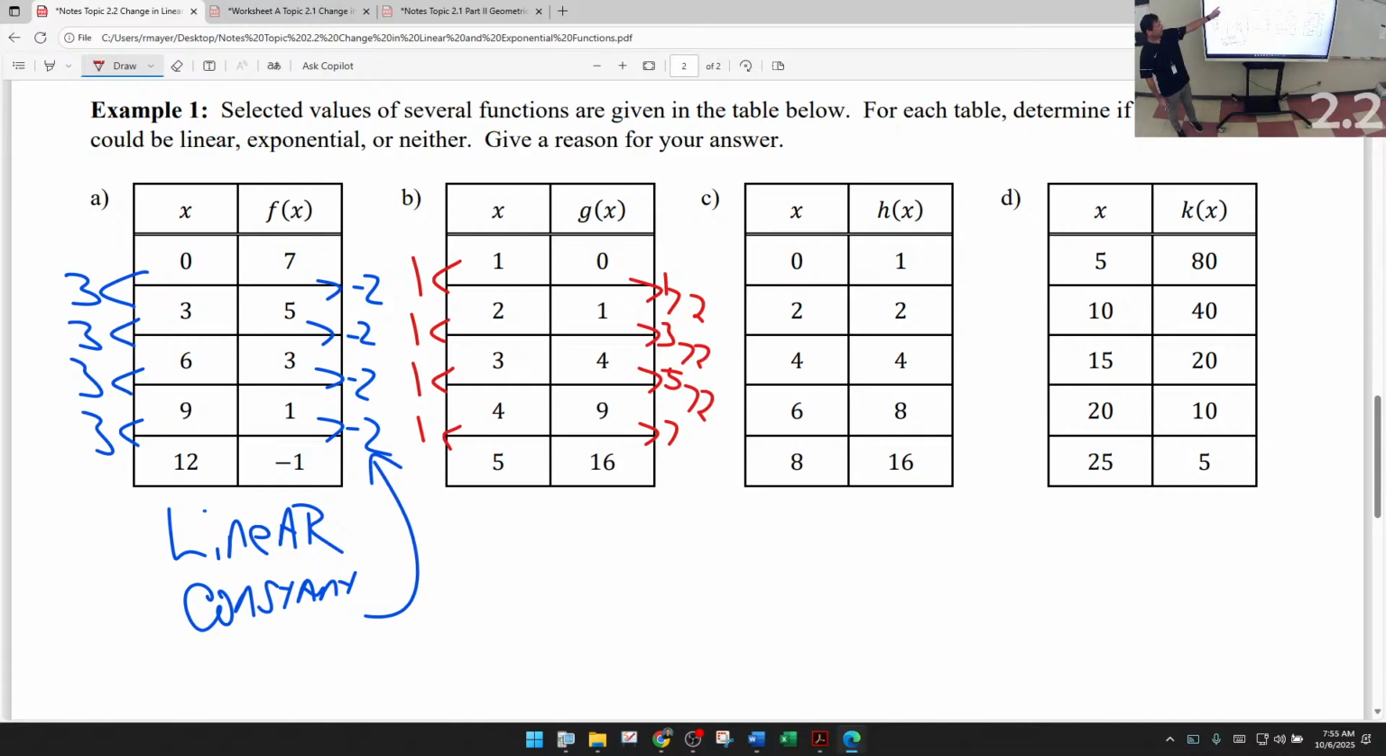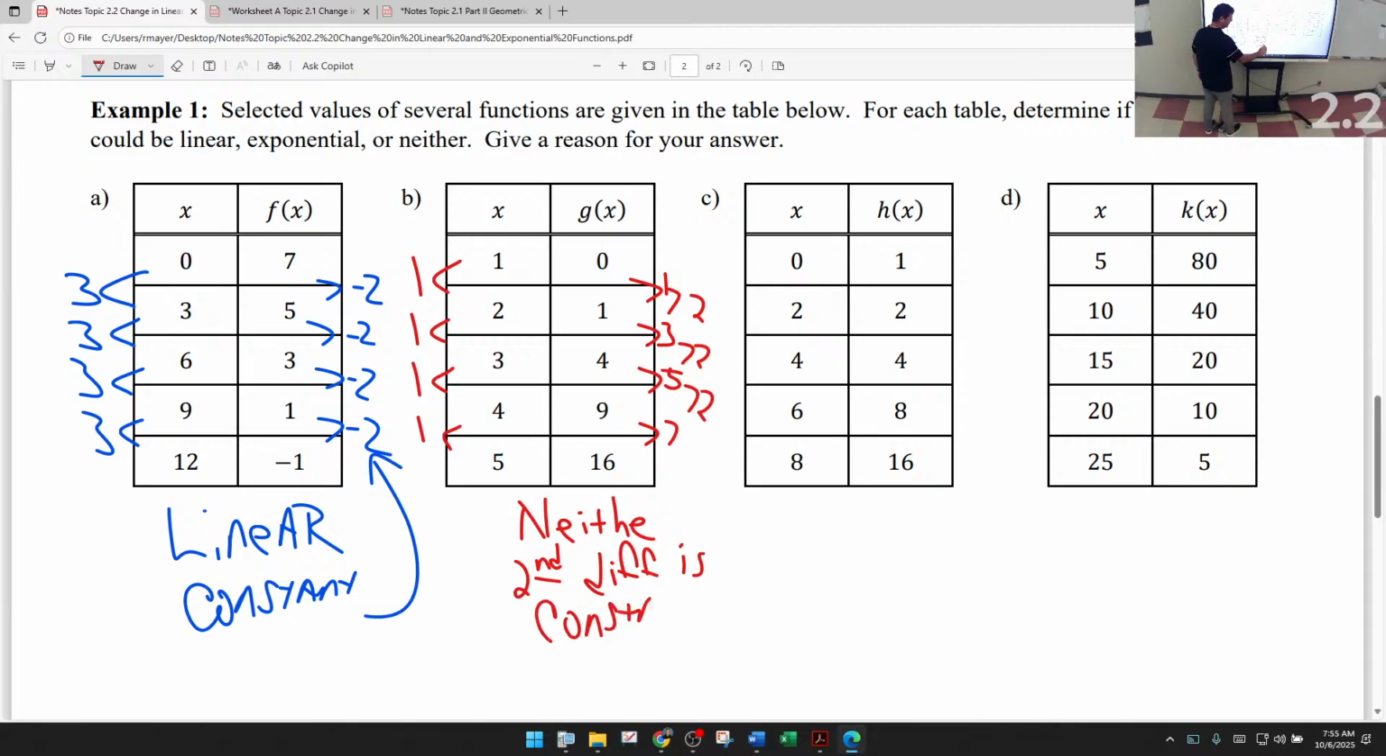What they just asked: is it linear, exponential, or neither? So you say neither, but you could say because it's quadratic, or whatever you want to do. Neither. The second difference is constant. That makes it quadratic. Beautiful. Neither. Good enough.